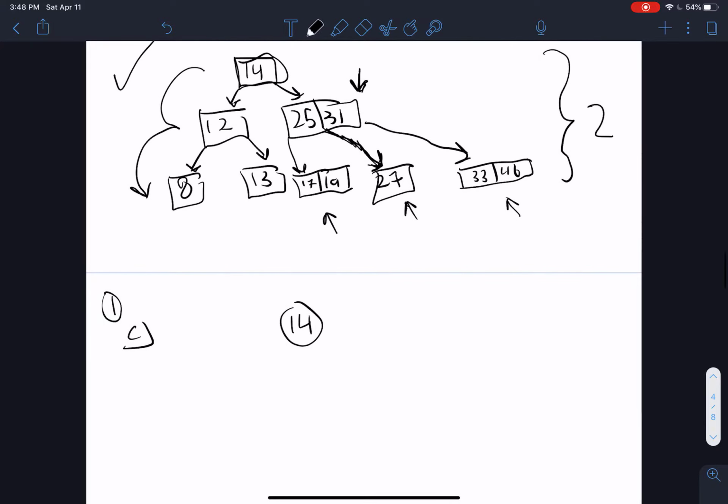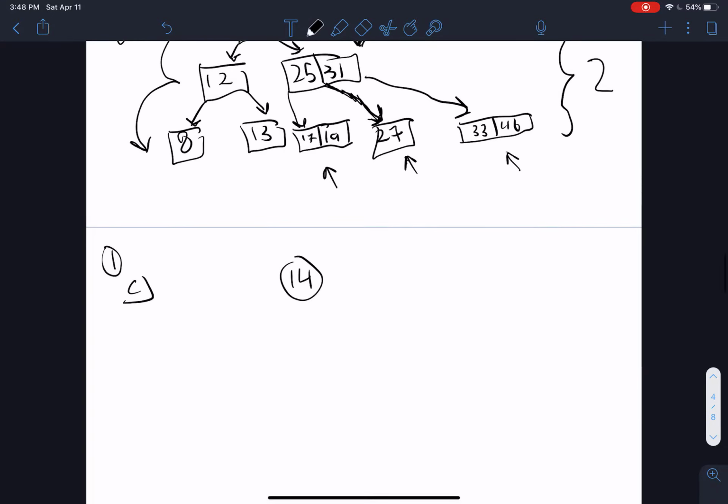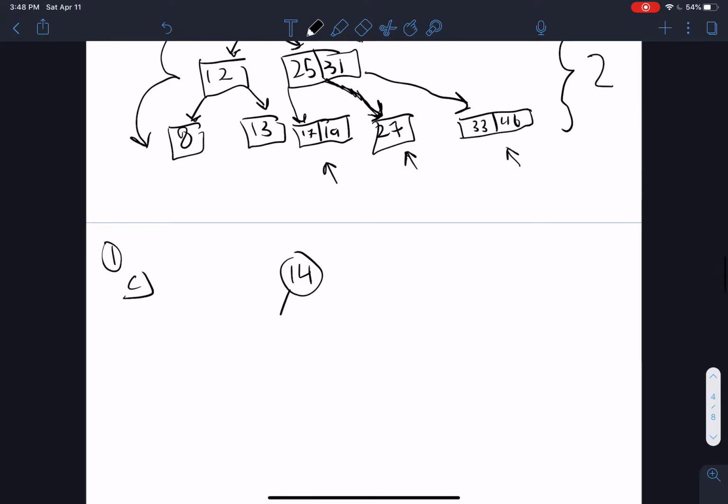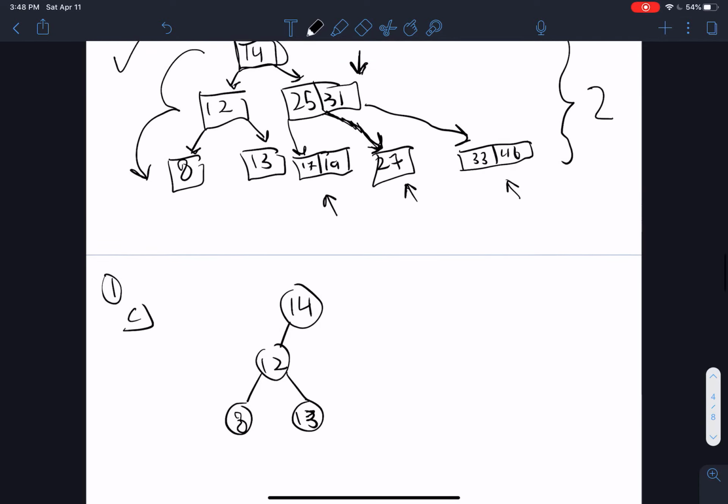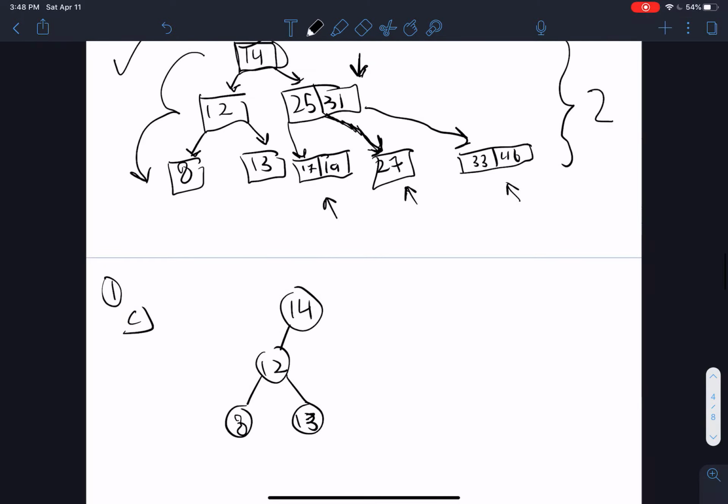But let's just do the left one for now, because they're all easy ones, right? 14, 12, 8, 13. That's basically just copying it. So 14, 12, 8, and then 13. And I'm not really doing arrows here. I guess I could, but I think it'll be quicker if I don't. Okay, now we'll do the right child.